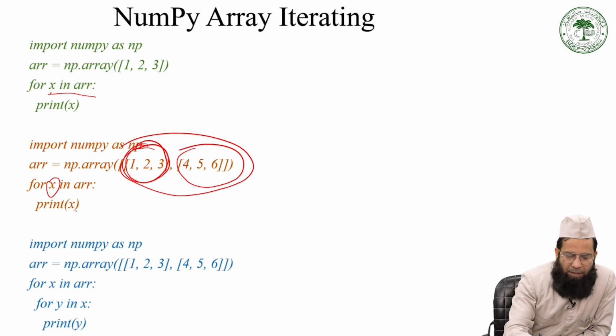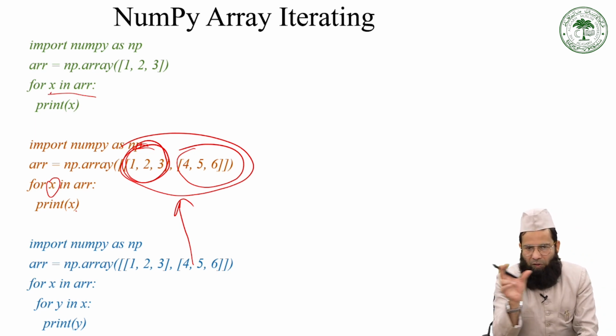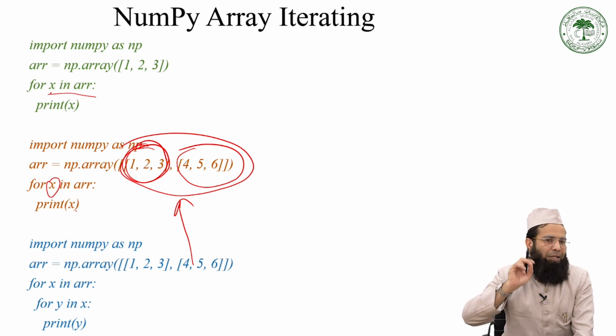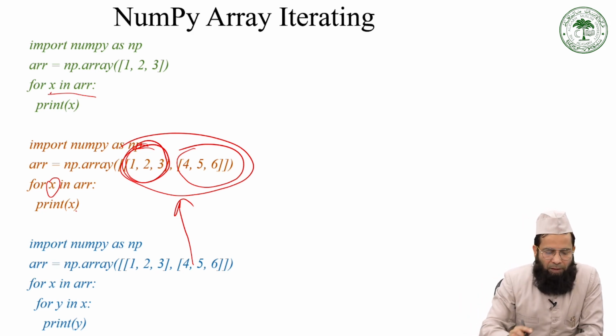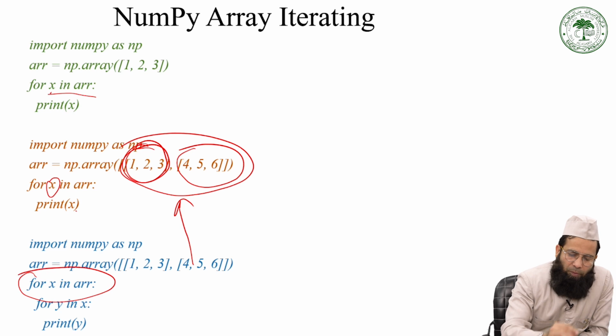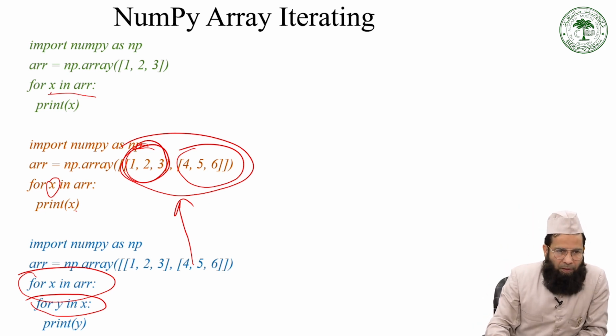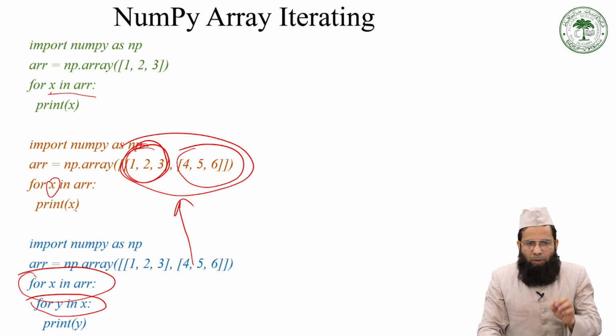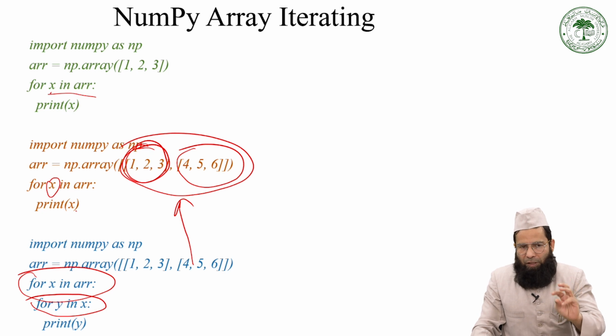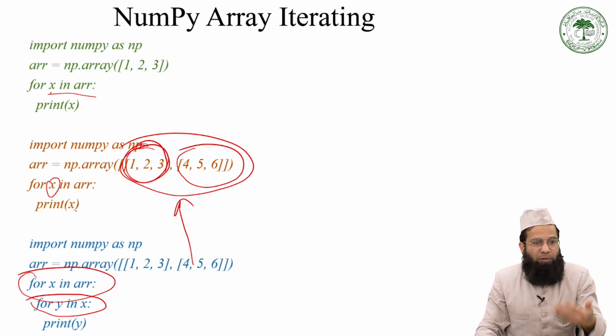And in this case, since it is a two-dimensional array, instead of reading individual rows, I'm trying to read the individual content of the row, right? So this outer loop is for individual rows, and this inner loop is for getting the individual elements of each and every row. So in this way, I can fetch the individual content of the NumPy array.